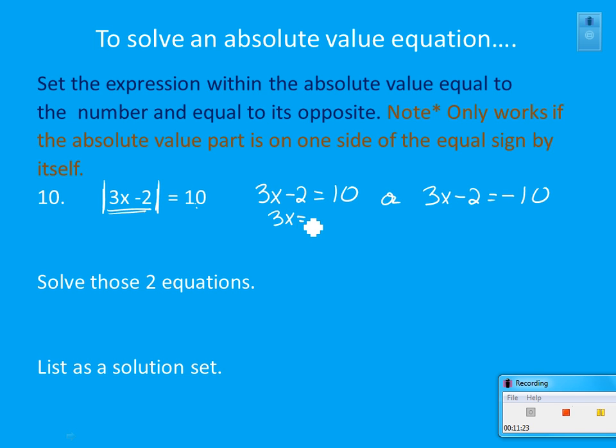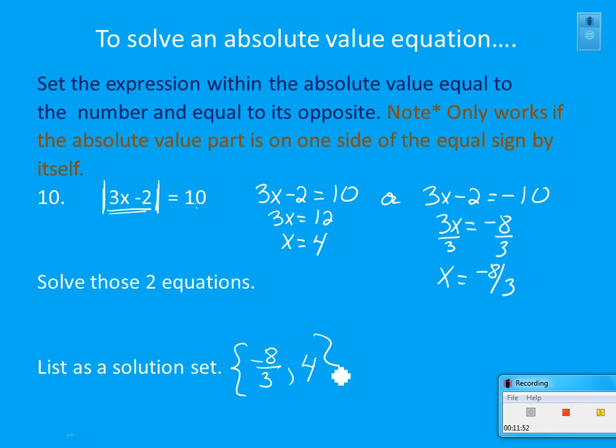I'm going to add 2 to both sides and get 12. I'm going to divide both sides by 3 and get 4. So there's one of my answers. Over here, I'm going to add 2 to both sides and get negative 8. I'm going to divide both sides by 3. And then I'm not going to touch my calculator. I'm going to leave my answer as negative 8 over 3. Listed as a solution set, I've got negative 8/3 and 4. So there's my answer.